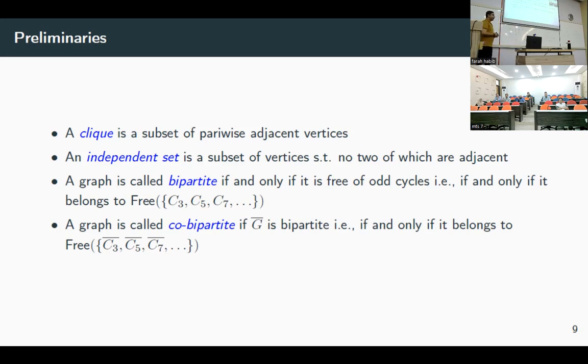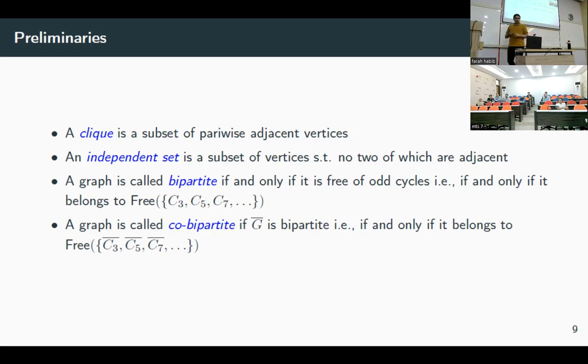Similarly, a graph is called bipartite. There are multiple definitions of bipartite. For example, a bipartite graph is a graph in which you can divide the set of vertices into two disjoint sets of vertices. Or you can define it via graph coloring: if all the vertices of the graph can be colored using exactly two colors, then it is also a bipartite graph. Here is another definition: a graph is called bipartite if and only if it is free of odd cycles, because a bipartite graph should not have a cycle of size 3, 5, 7, 9, and so forth.